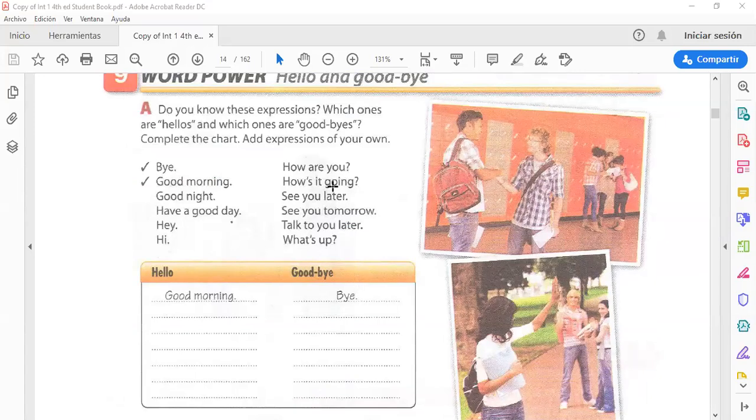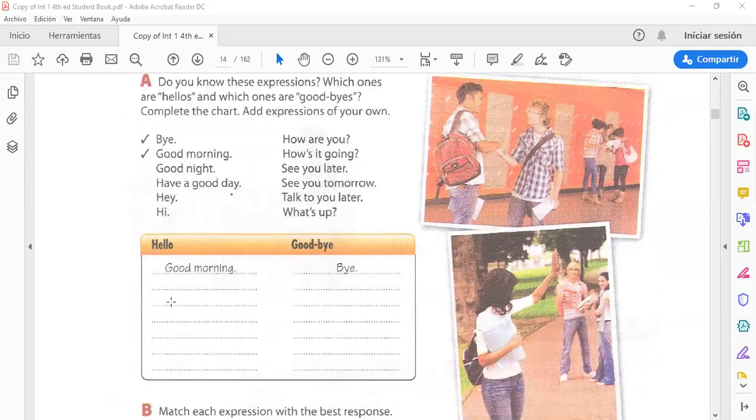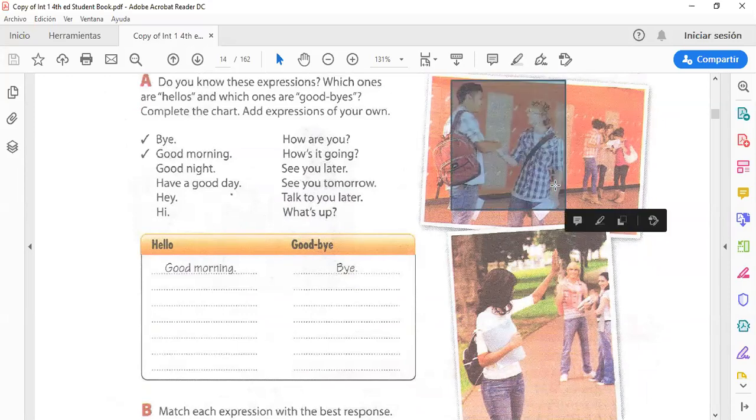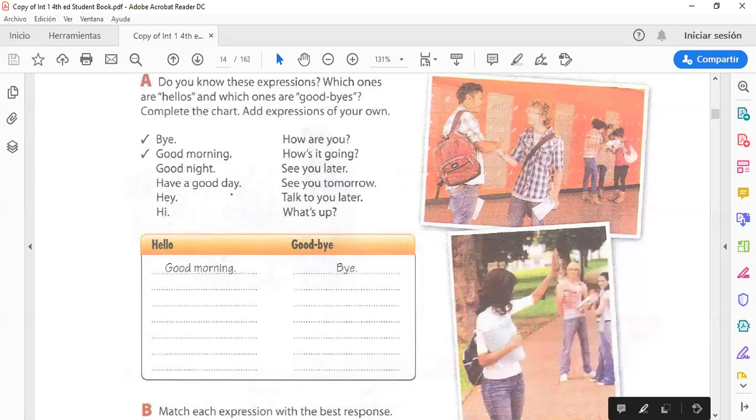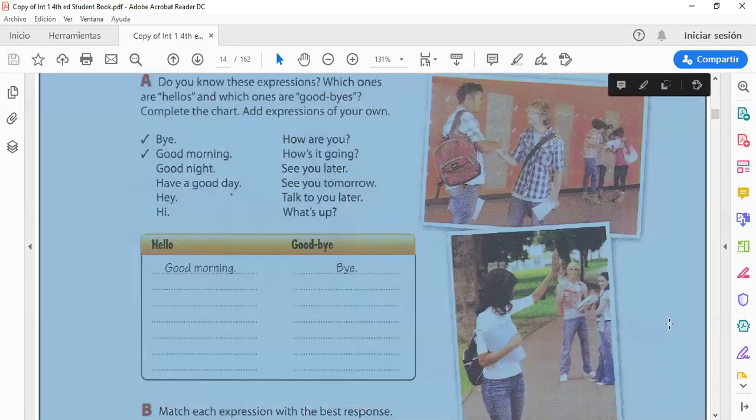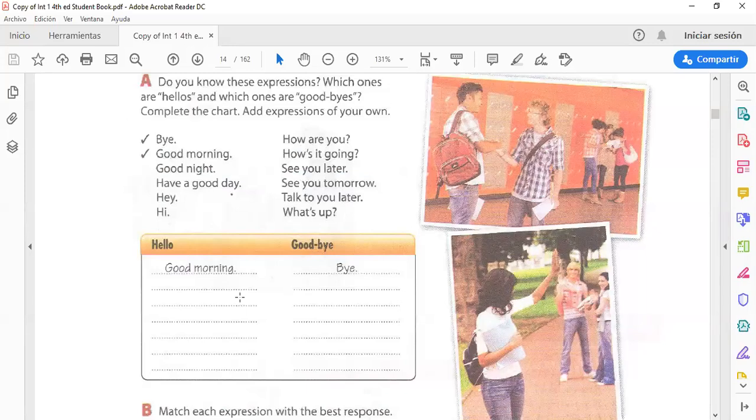So guys, let's see. If I say we have this box in here, hellos and goodbyes, okay? We have different ways to say hellos, like greetings. You remember greetings? Fist bump and waving and things like that. For example, on this picture, we have a hello. And in this picture, we have goodbye, okay?